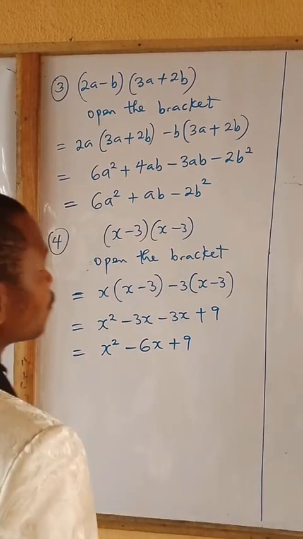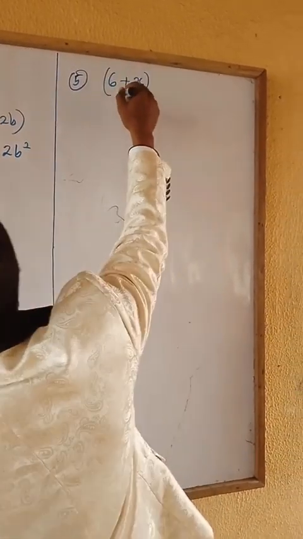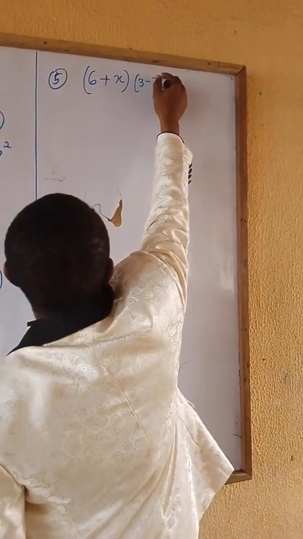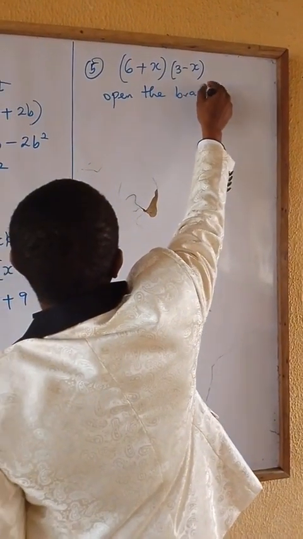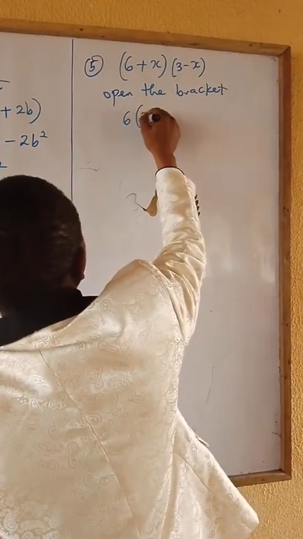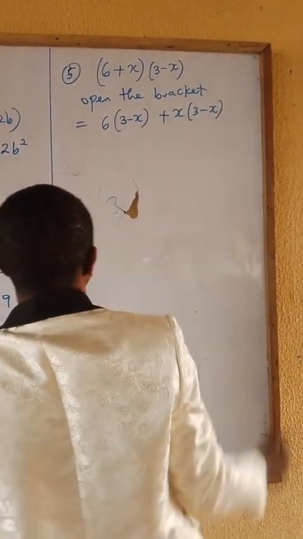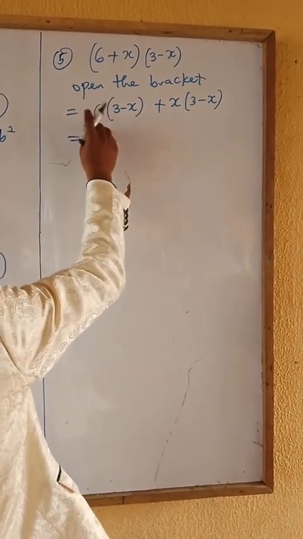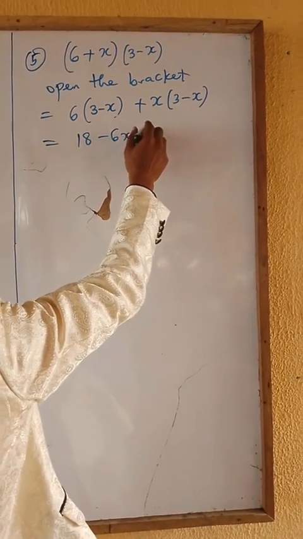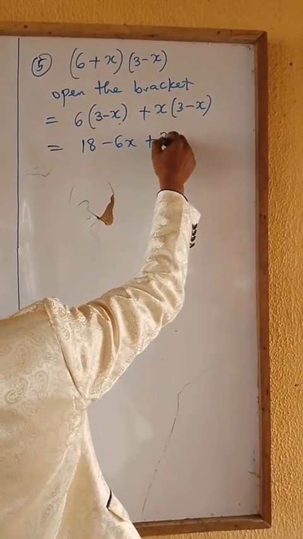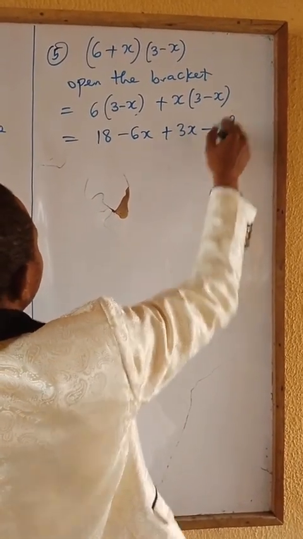Then the last question for today. We have (6 + s)(3 - s). All we need to do is to open the bracket. And after opening the bracket, we are going to have 6(3 - s) plus s(3 - s). So we are going to have 6 times 3, which will give us 18. 6 times minus s will give us minus 6s, plus s times 3 will give us plus 3s, plus times minus will give us minus, and s times s will give us s squared.